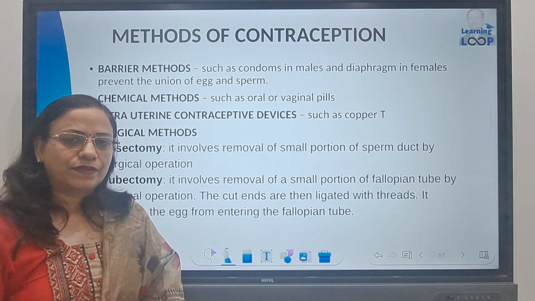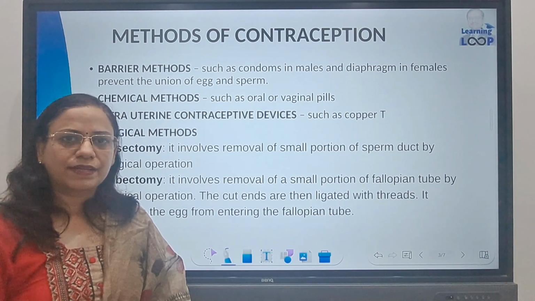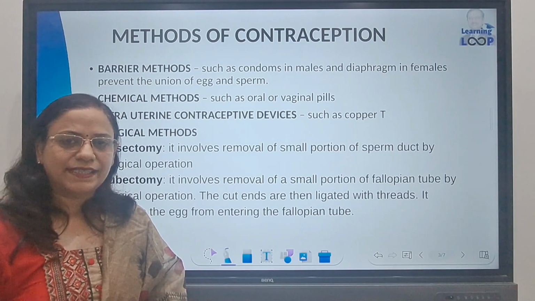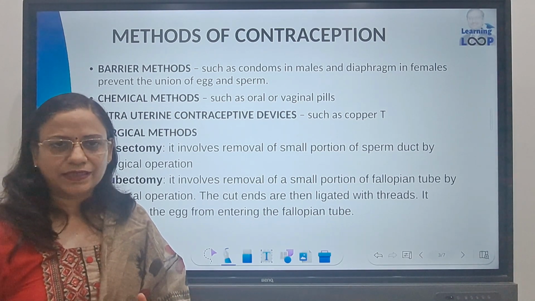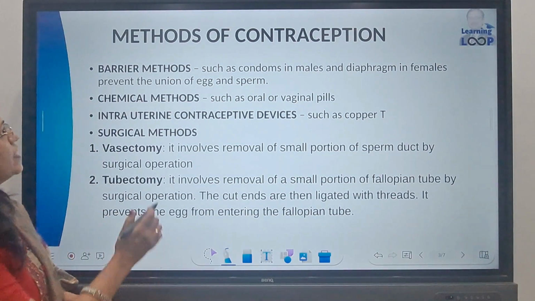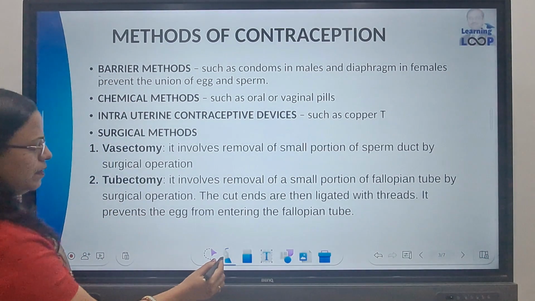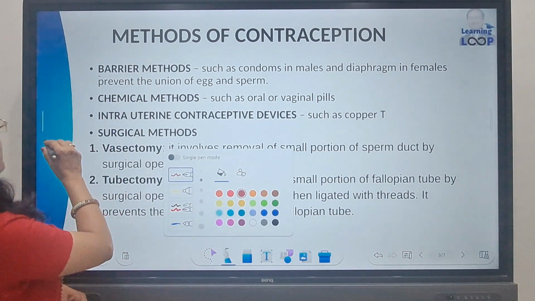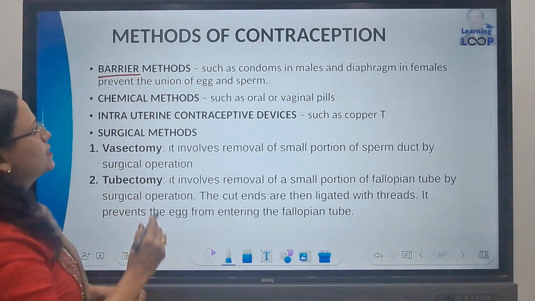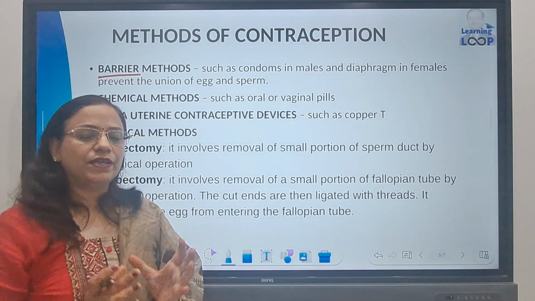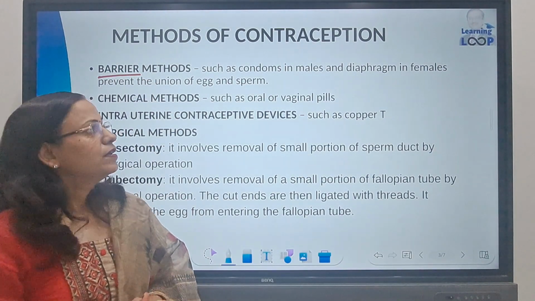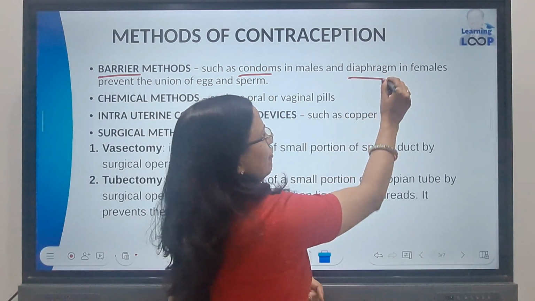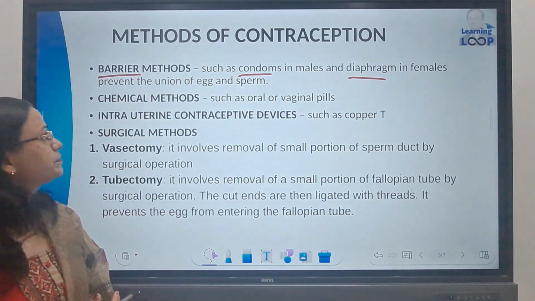Methods of contraception. What do you understand by the word contraception? It means avoiding pregnancy. So there are different methods which can be used. The first method is known as the barrier method. Now in this method, as the name suggests, a barrier is used which prevents the union of the egg and the sperm. The barrier can be a condom in males and diaphragm in females.